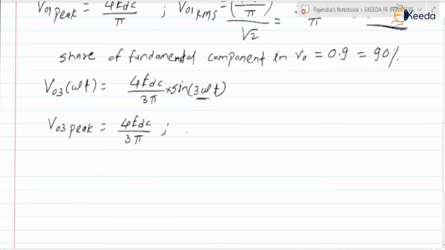So can we write v03 RMS? v03 RMS is equal to 4 EDC by 3 pi divided by root 2.